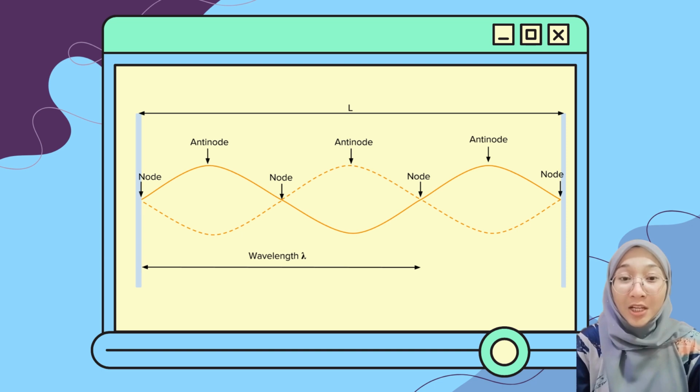Fifth, in a standing wave, energy is not transported along the medium. Instead, it oscillates between kinetic and potential energy at specific points.